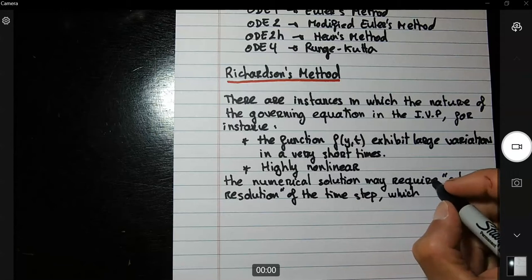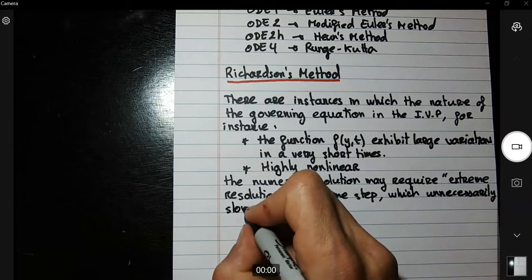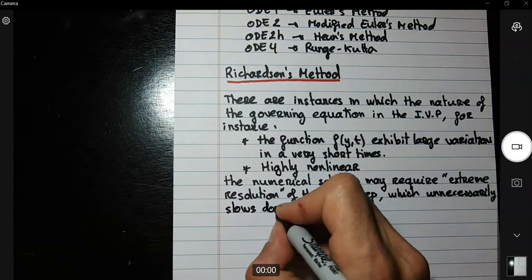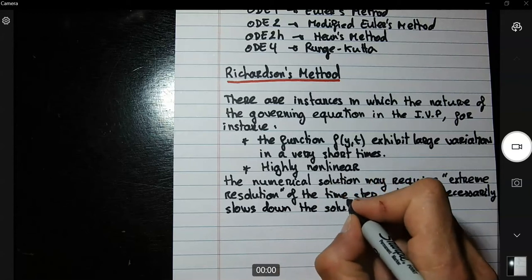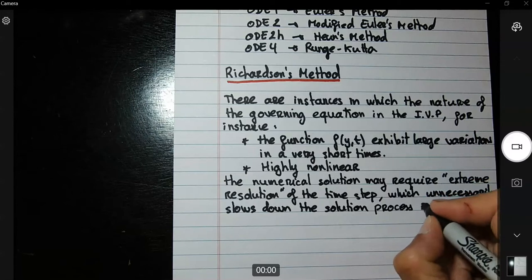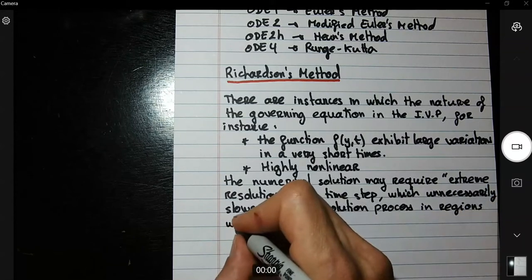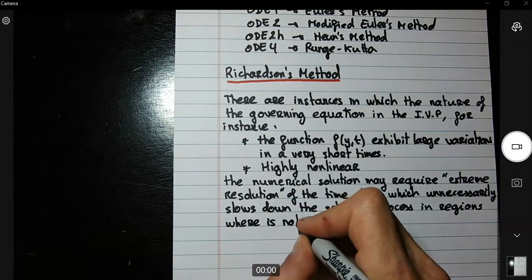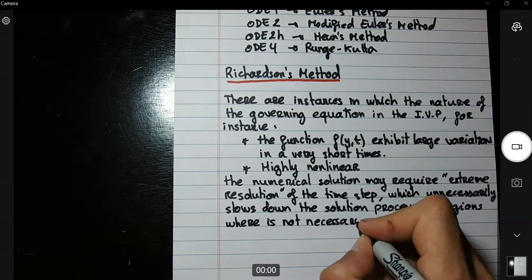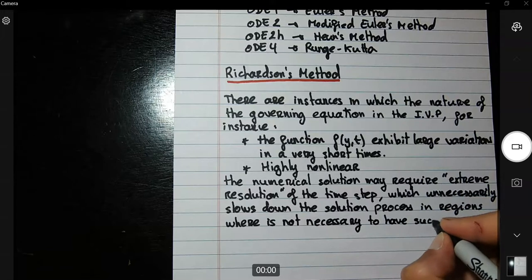Which unnecessarily slows down the solution process in regions where it's not necessary to have such a requirement.